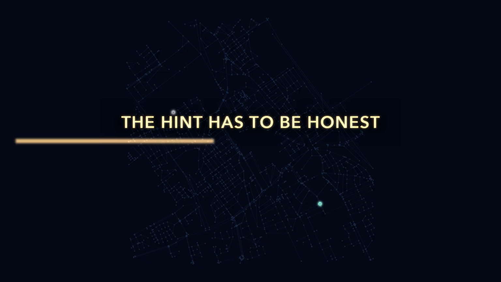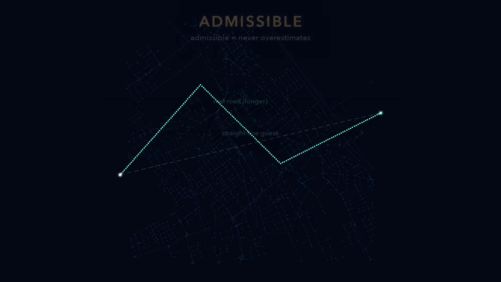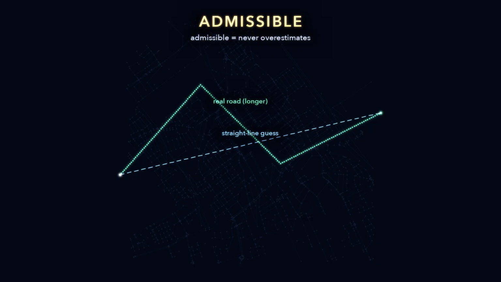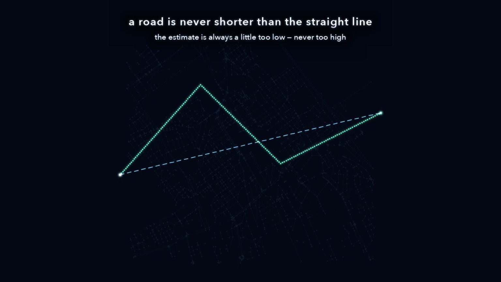But this matters, the hint has to be honest. The rule is, the guess is allowed to be too low, but it must never be too high. It can never claim the destination is farther than it really is. We call a guess that follows this rule admissible. And our guess is perfect for this. A real road can only ever be longer than the straight line between 2 points, never shorter, and you can never beat that top speed. So the estimated time is always a little too low, never too high. The guess stays safe, and A star still finds the true fastest route.